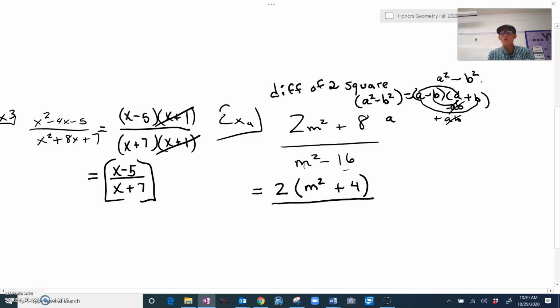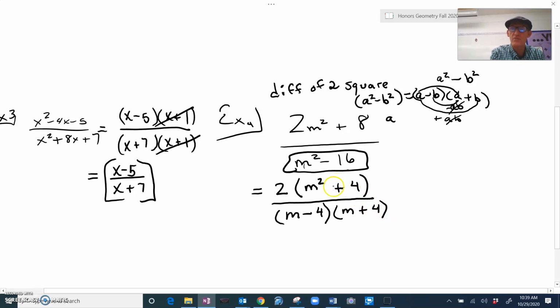So the difference of two squares is what you have to apply to the denominator in this problem. So m squared minus 16 ends up being m minus 4 times m plus 4. Oh, shoot. I forgot. Dang it. Okay. So what I meant to do was put an m here in front of this 8.